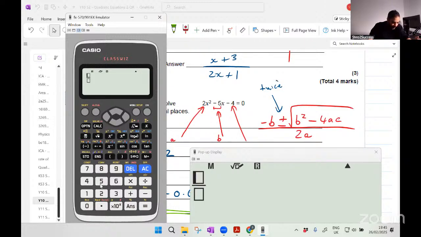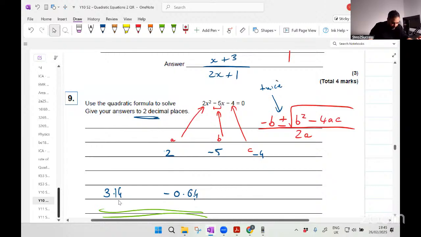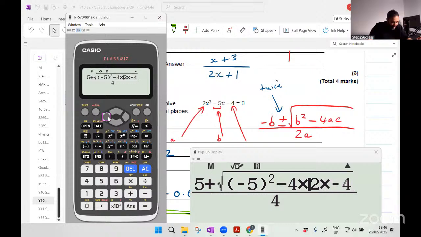Do the fraction bit first. 5 plus the square root of b, which is minus 5, so minus 5 squared, minus 4 times a, which is 2, times c, which is minus 4, over 2a, and that's 2 times 2, which is 4. So I get 3.14. I thought I'd get it wrong that time. 3.14. And then if I do the same thing and just change that first plus to a minus, because we have to do it twice, once with a plus, once with a minus, then I get minus 0.64. Without seeing what you're doing on your calculator, I can't see what else is happening.